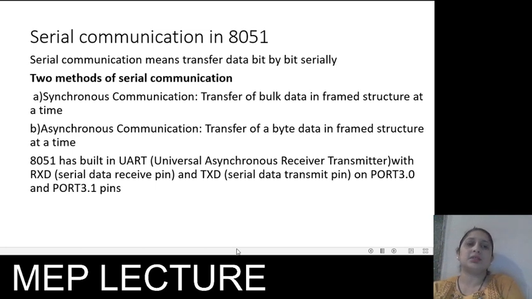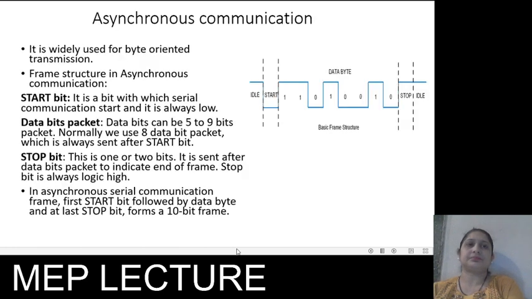Now we know that 8051 has a UART. What is UART? Universal Asynchronous Receiver and Transmitter, with RxD pin and TxD pin. What is the RxD pin function? Receive serial data. What is the function of the TxD pin? Transmit serial data. These are present on port 3.0 and port 3.1 pins, which we can use to transmit and receive data in serial communication.